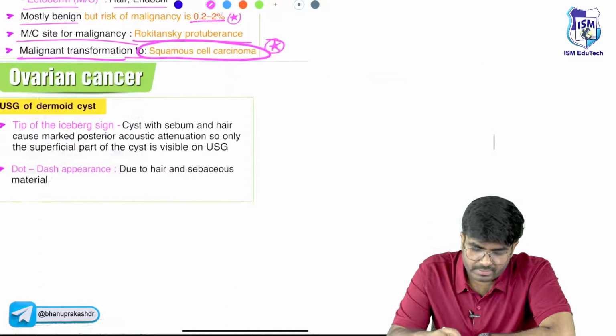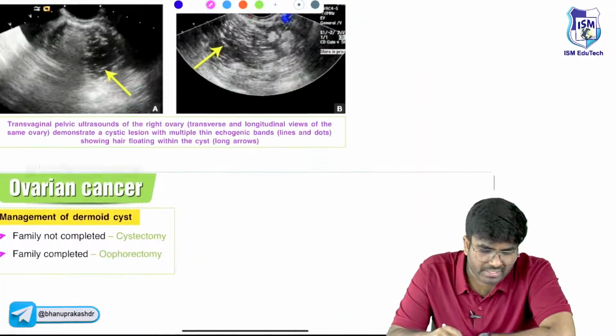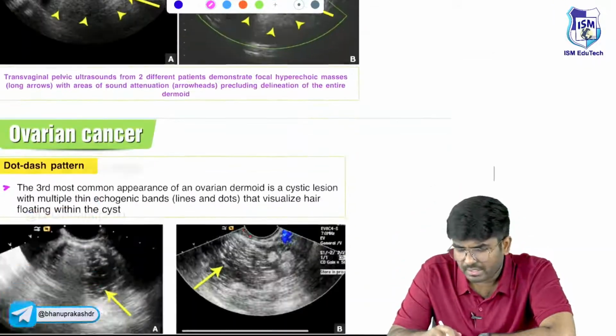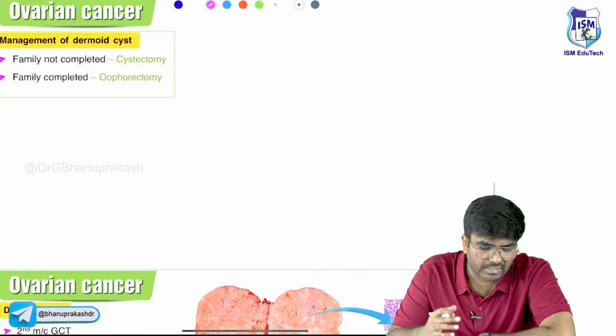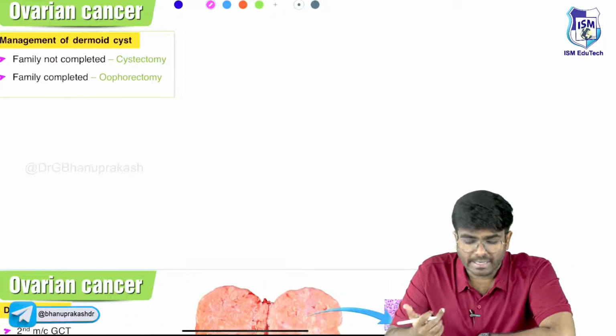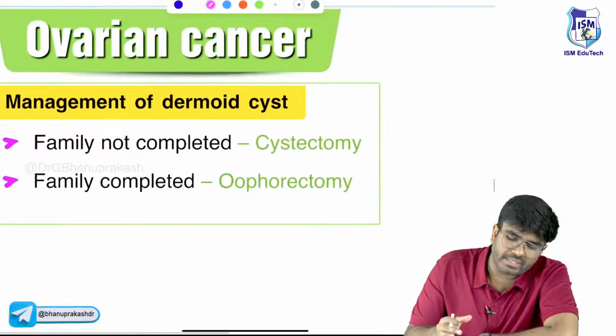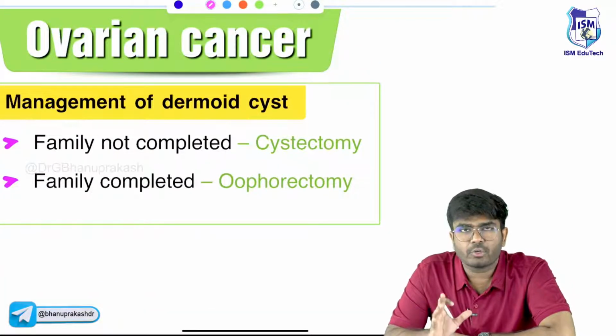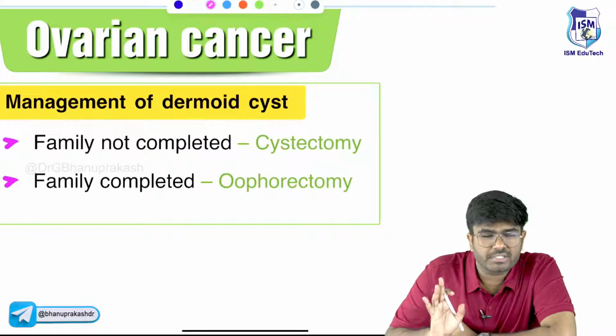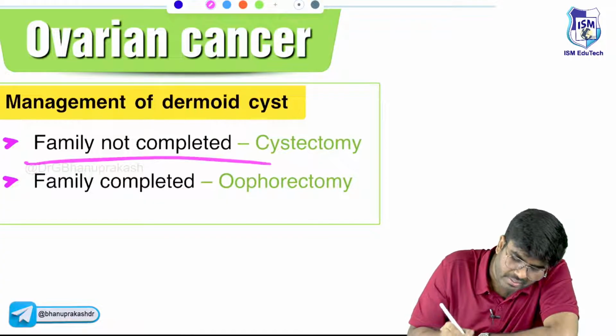After this, what else do I want you to know? The ultrasonographic findings I don't want to discuss here, because you will study them in your gynecology. So what is the management? She is having this tumor, a teratoma, a dermoid cyst. What do we have to do if her family is completed?